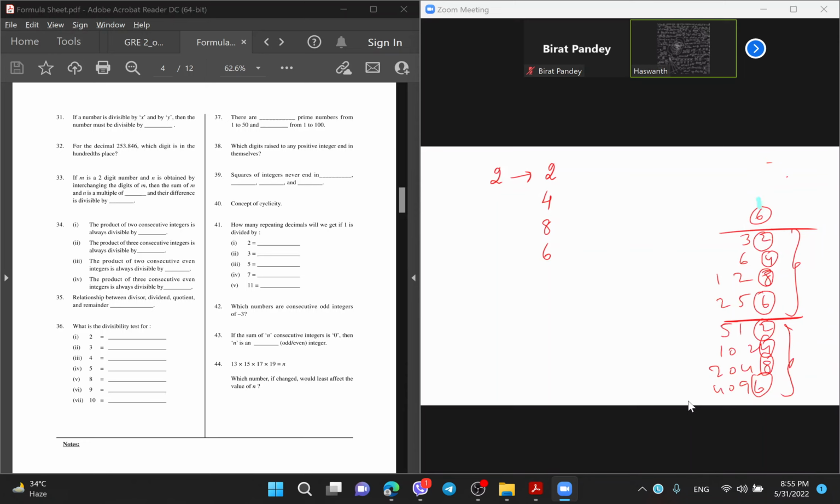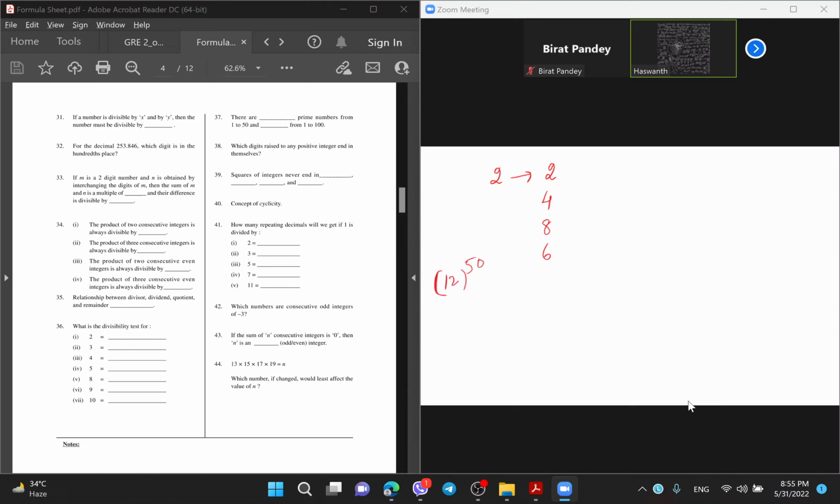For example, let's say we need to find out the units digit of 12 power 50. Now whether it is 12, 152, 252, 552, whatever the number is, it doesn't matter. As long as 2 is in the units digit, the final units digit will depend on this 2 only. It doesn't depend on the complete number, it only depends on the units digit of that number. So consider only the units digit.